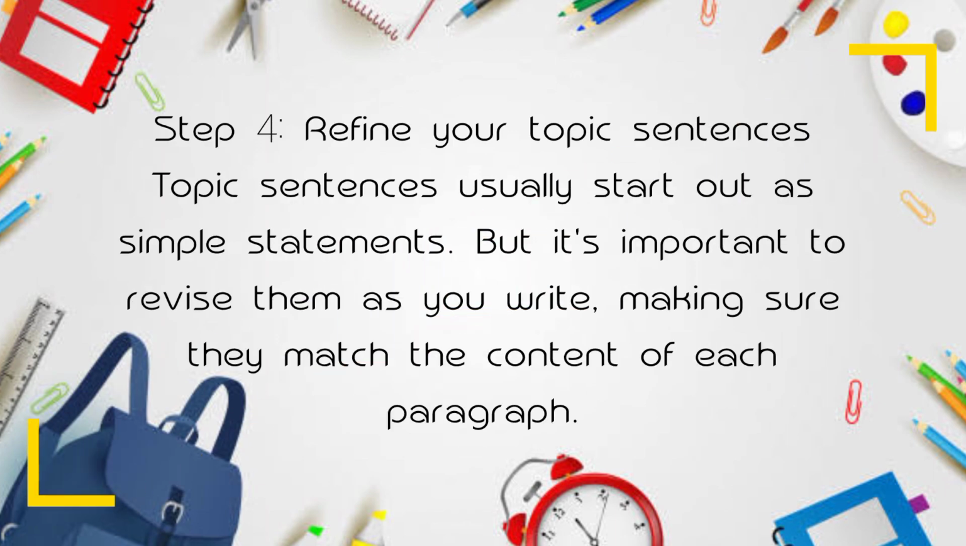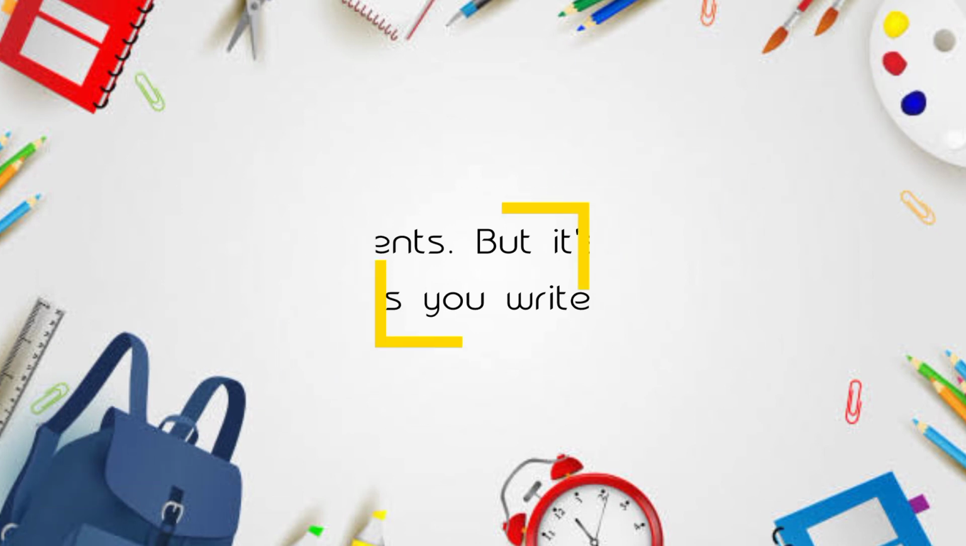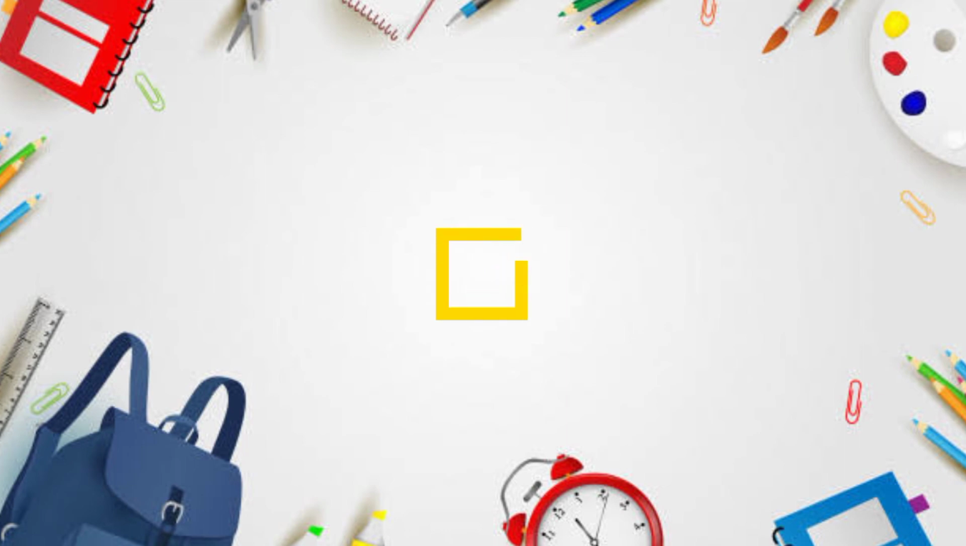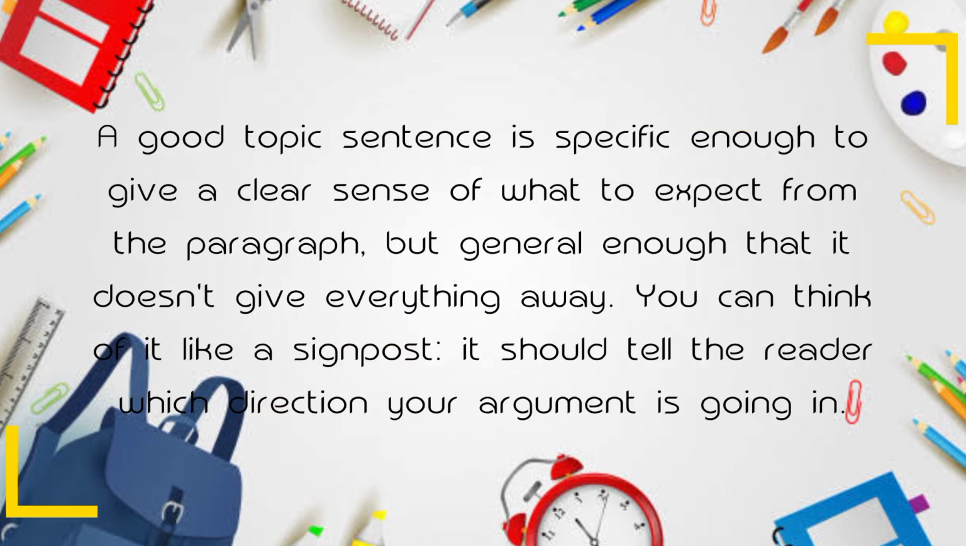Step 4. Refine your topic sentences. Topic sentences usually start out as simple statements. But it's important to revise them as you write, making sure they match the content of each paragraph. A good topic sentence is specific enough to give a clear sense of what to expect from the paragraph, but general enough that it doesn't give everything away. You can think of it like a signpost. It should tell the reader which direction your argument is going in.